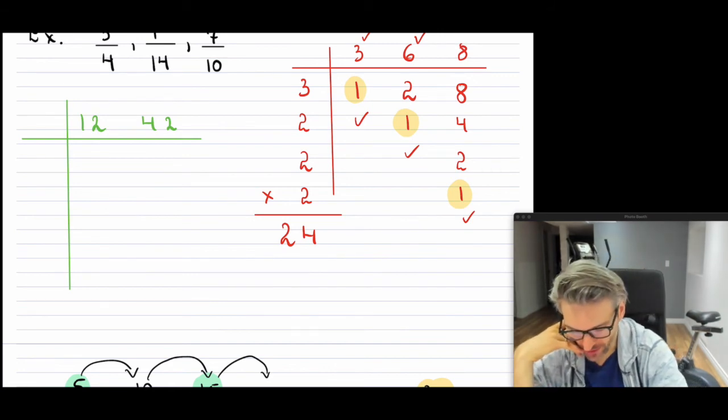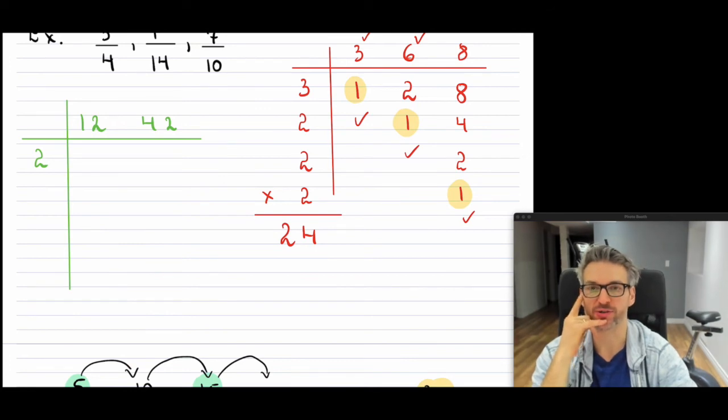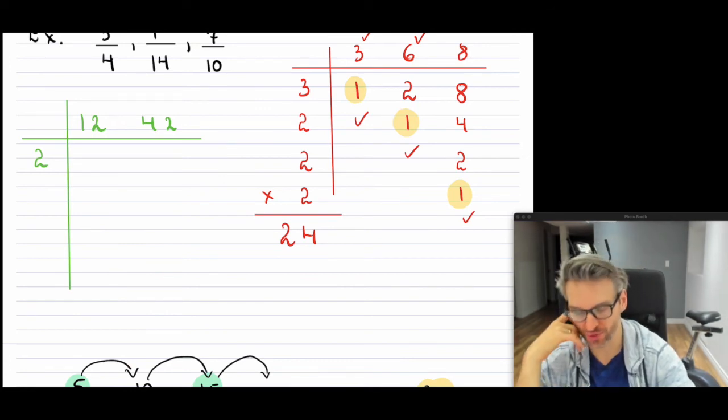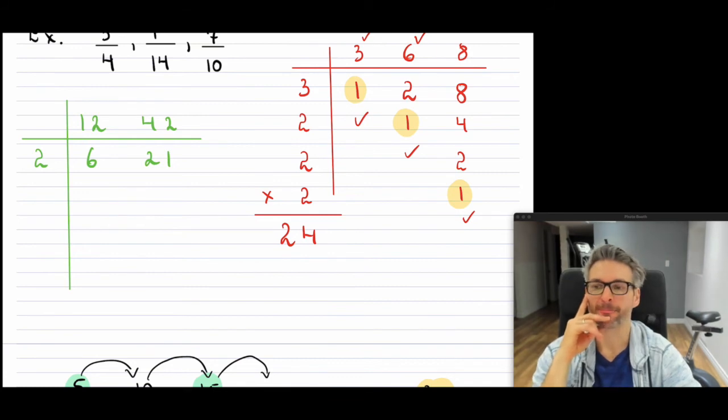So right away, both numbers are even. So I like to start with 2. Okay, so it's an easier way to see. So 2 goes into 12 6 times. 2 goes into 42, okay, and this would be 21 times. So that's 2. Now 6 is still divisible by 2.